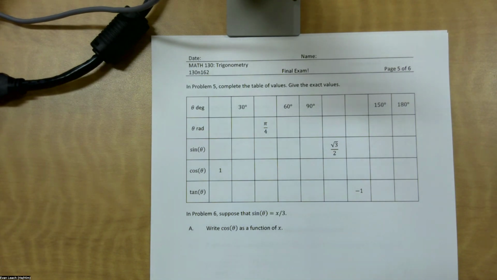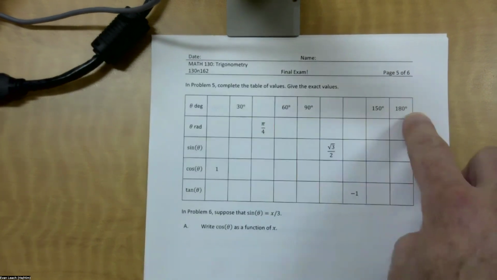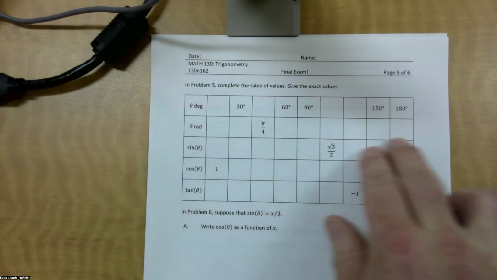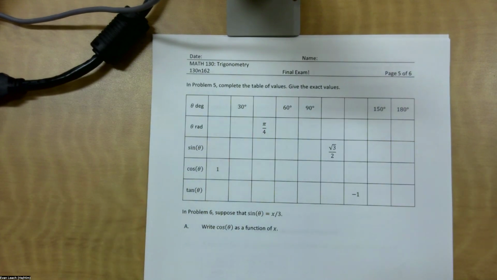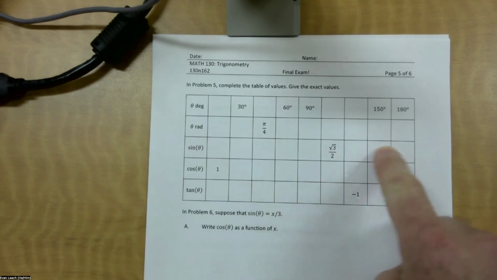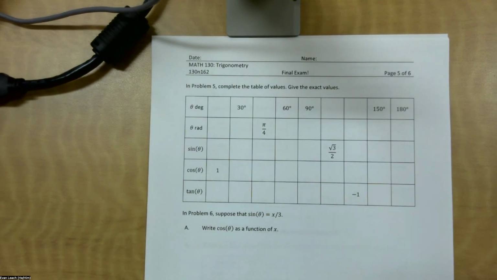In the last problem, this is just remembering our unit circle. This is just a summary of the unit circle problem. So I have a bunch of angles in degrees up top, and I'm looking for the radian equivalent, and then I'm looking for the sine, cosine, and tangent of all these values. And I've just kind of erased one and replaced it.